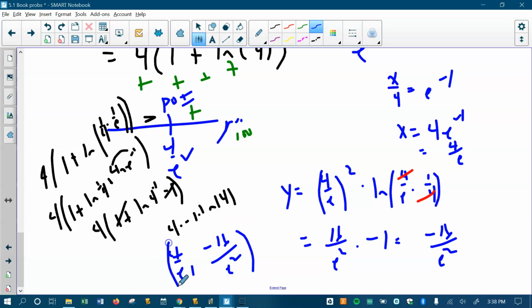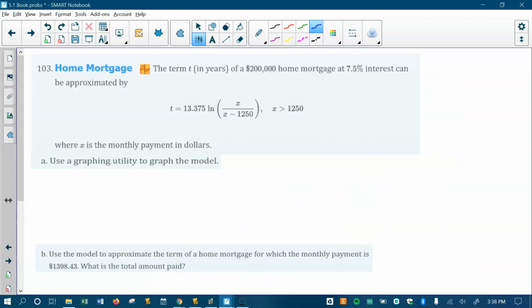And that is a problem that I would not waste any time trying to glean something out of. Last one, 103.